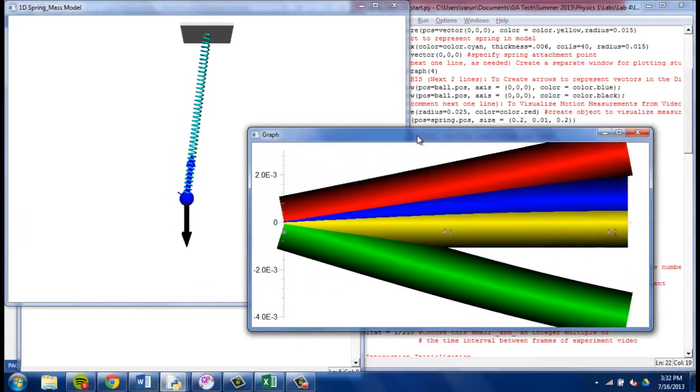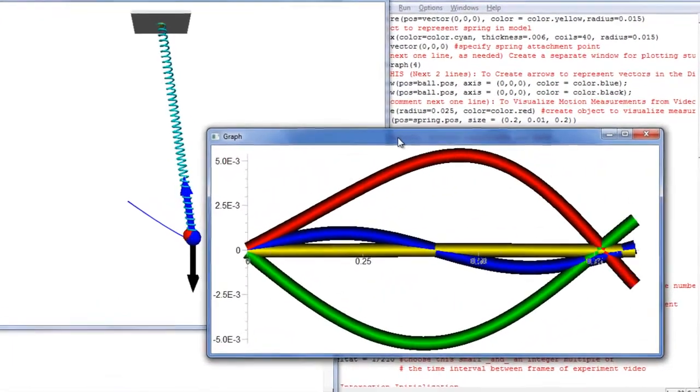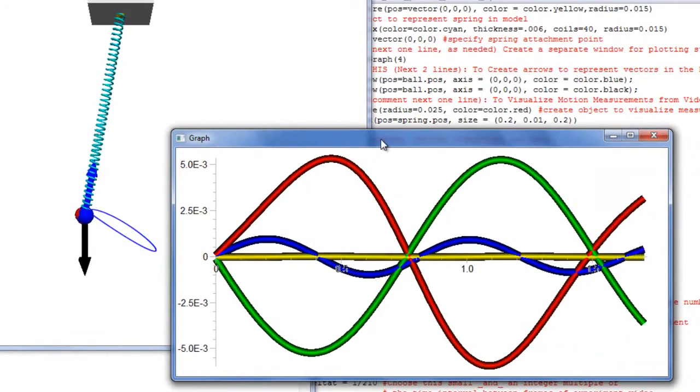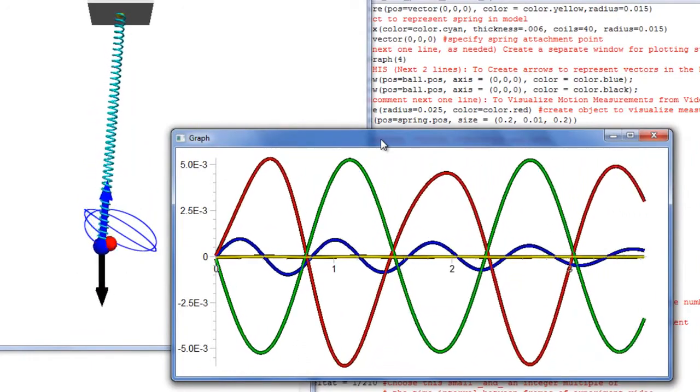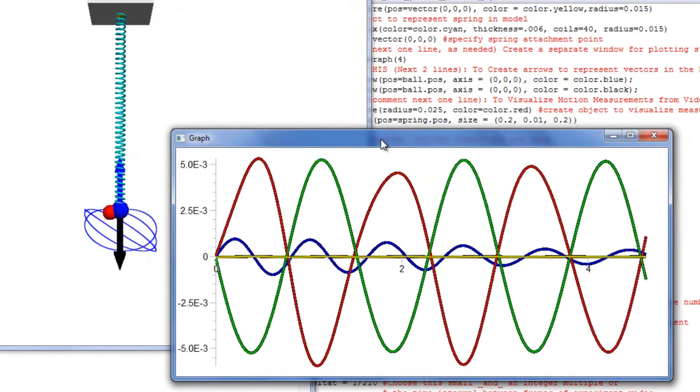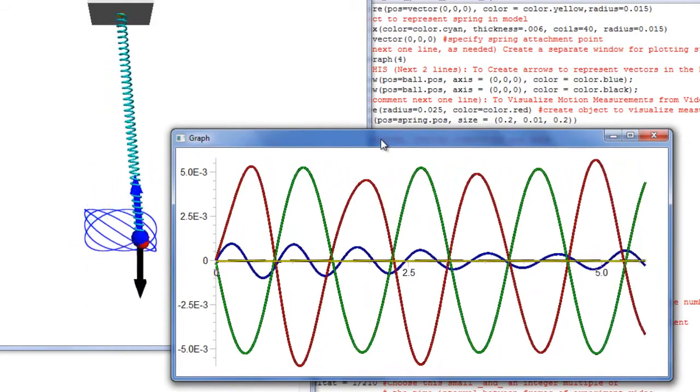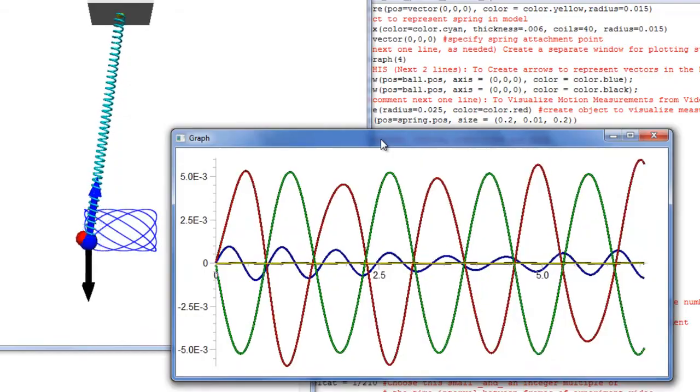I also made a graph that shows all the energies in the system. The graph shows the different energies. Here, the blue line is the change in kinetic energy, the red line is the change in spring potential energy, and the green is the change in gravitational potential energy. The yellow is the sum or total energy of the system, which is 0.